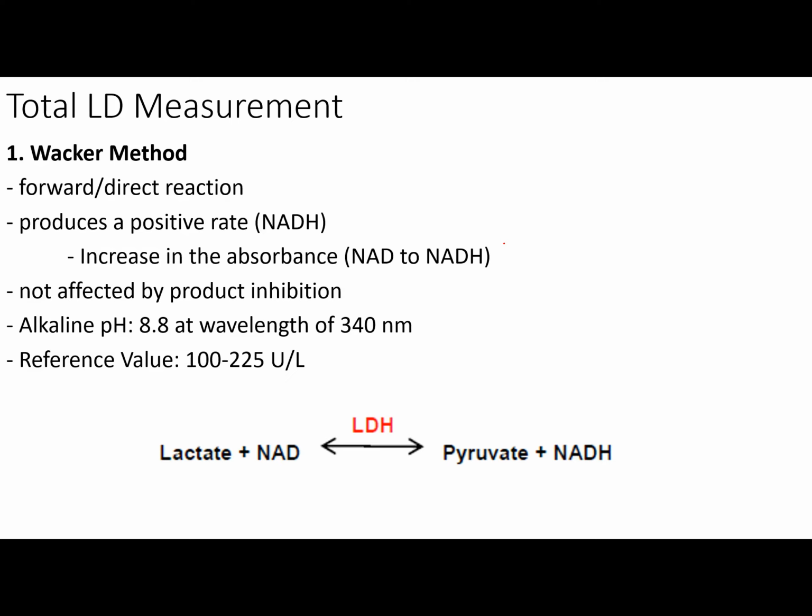Now, let's talk about the total LD measurement. Under total LD measurement, we have the Walker method. Now, the Walker method is based on the forward or direct reaction. It produces a positive rate of NADH, so increase in the absorbance of NAD to NADH, not affected by product inhibition. Then we have your alkaline pH set at a pH of 8.8. So yung Walker method is set at alkaline pH of 8.8, read at a wavelength of 340 nanometers. Reference value is 100 to 225 U per L.